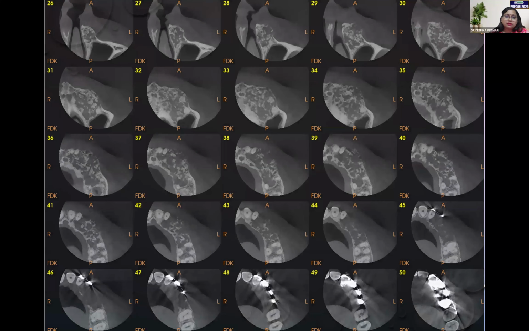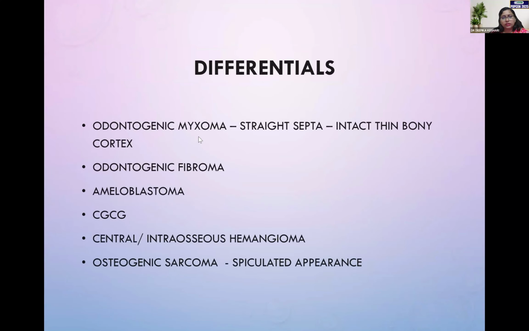So the possibilities in this case include odontogenic myxoma, and the differentiating features include that it has straight septa and intact thin bony cortex. Another possibility is odontogenic fibroma. These can be differentiated only by histopathology. Then we can also consider ameloblastoma, central giant cell granuloma, central or intraosseous hemangioma, although it is rare, and also osteogenic sarcoma. But in osteogenic sarcoma, the bony cortex will not be maintained, and it will also have a spiculated appearance.